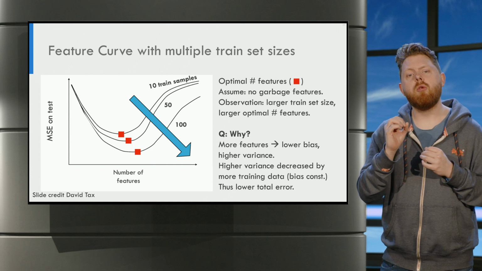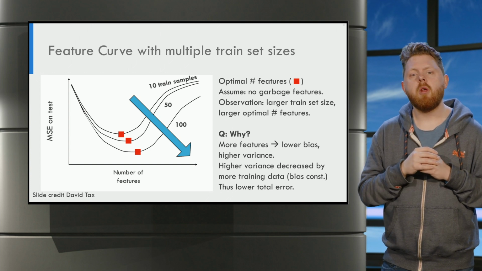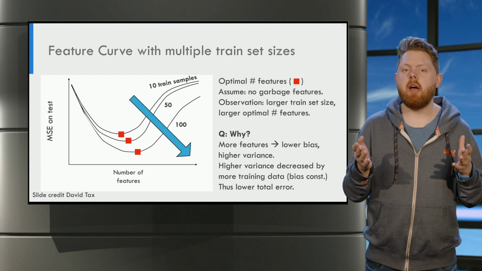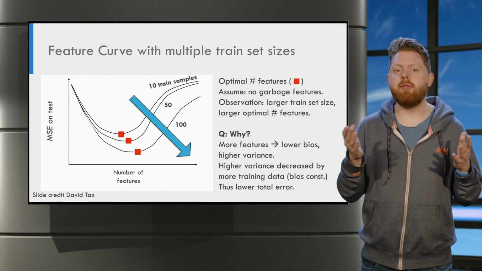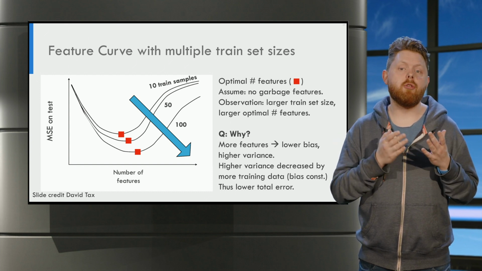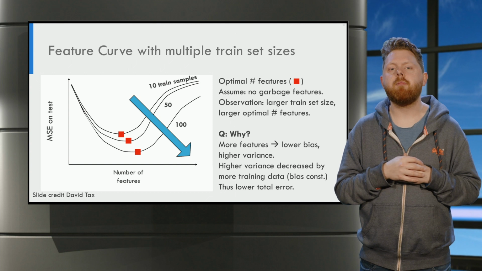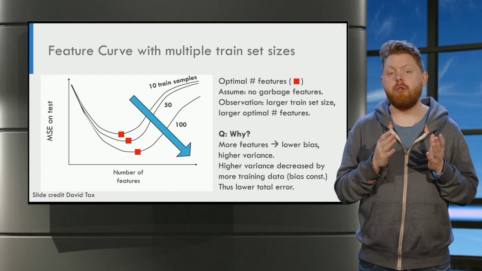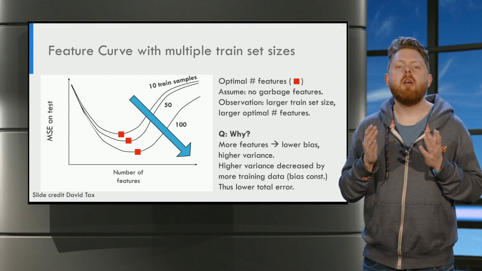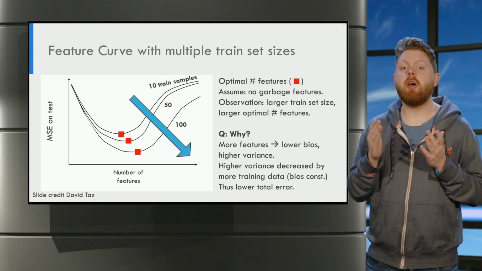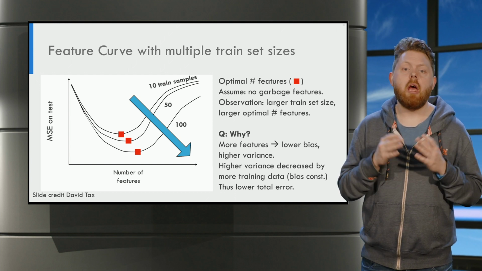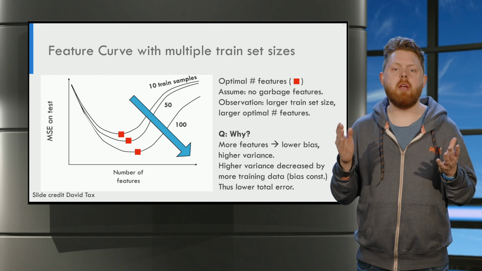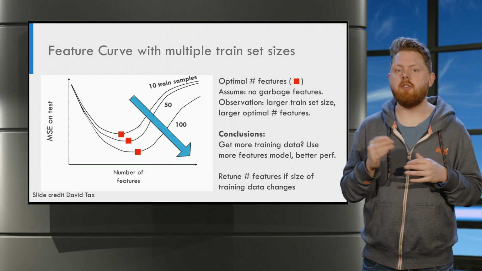So what are the conclusions? If we have more training data, it is better to use more features. Then we can also get a better performance. Also, if you get more training data, you should redo the tuning of the amount of features, as the optimal amount of features will change depending on the size of the training set.